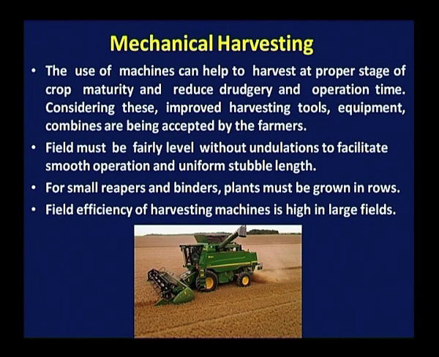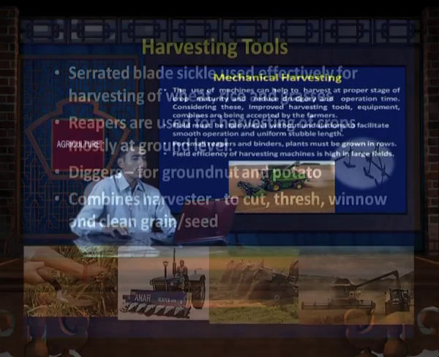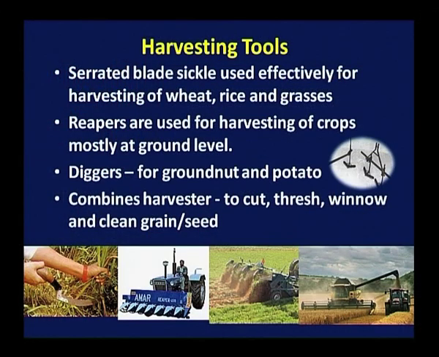Considering these improved harvesting tools, equipment, and combines are being accepted by the farmers. For use of mechanical harvesting, the field must be fairly level without undulation to facilitate smooth operation and uniform stubble length. For small reapers and binders, the plant must be grown in rows, and the field efficiency of the harvesting machine is high if the field is in a large area.